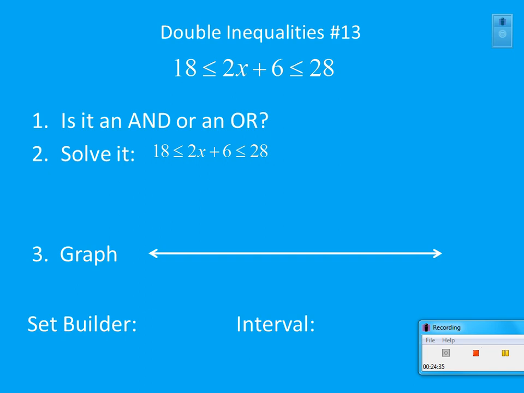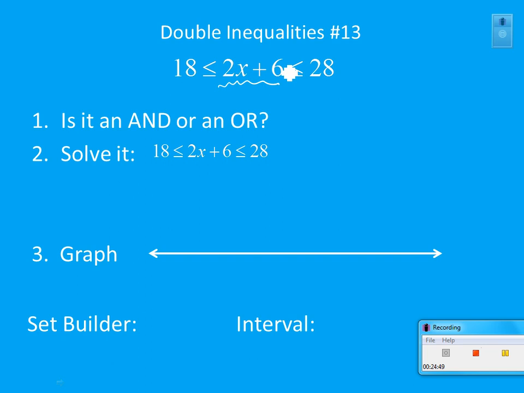Now I'm going to switch gears just a little bit. This is still an AND and an OR statement. Let me tell you what this really says. This says 2x plus 6 is between 18 and 28. I want to find all the numbers that I could double, add 6 to, and be between 18 and 28.